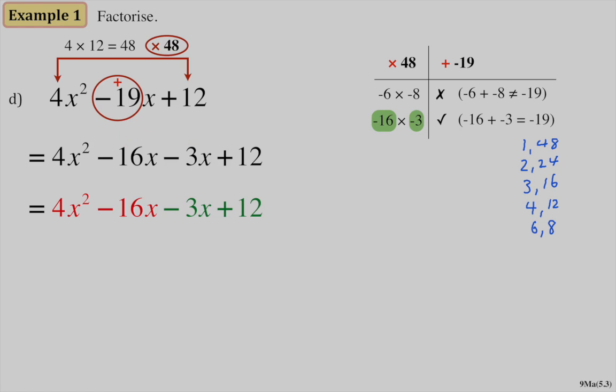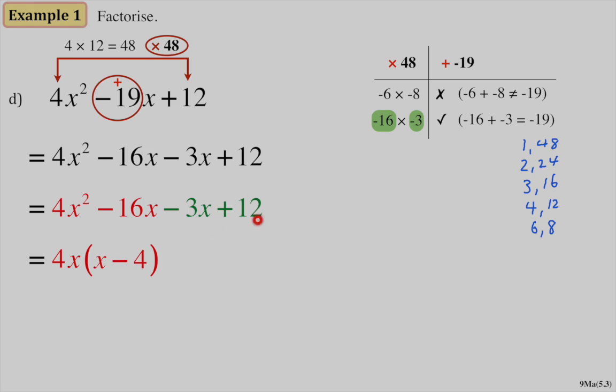I've now got my grouping in pairs. So you don't have to write in different colours. You just have to think of the first two terms, think of the last two terms. What's common in the first two terms? 4 goes into 4 and 16. There's also an x, so let's take out 4x. I'm left with an x, and 4 goes into 16 4 times.